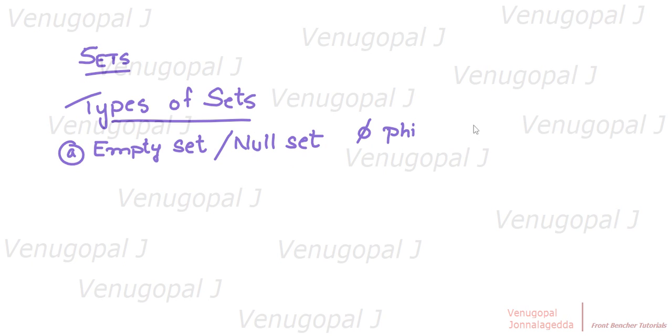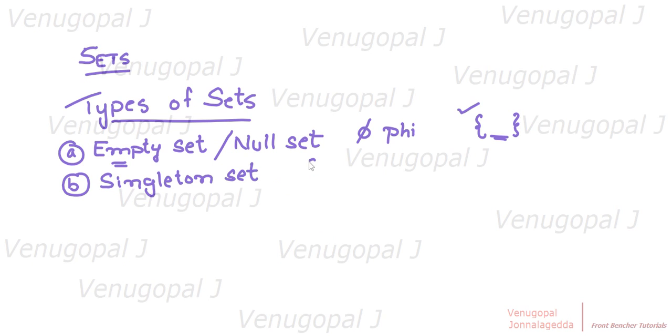Another way to represent it is two empty curly brackets in which there are no elements inside. There are no elements inside these curly braces. So this is a representation of the empty set. Now let's go to another type, which is a singleton. By the word you must be knowing, any set having a single element is called a singleton set.